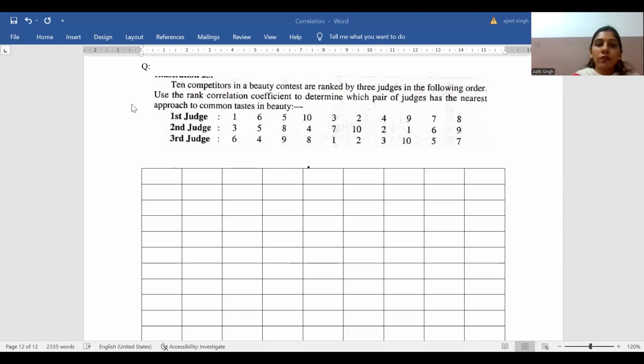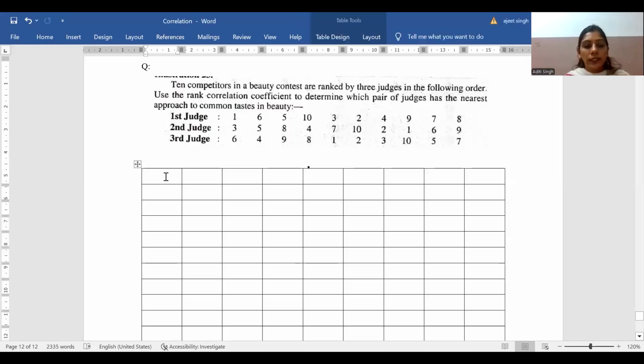So here we have three rankings. In this question we have more than two variables, three variables we can say. Let's write here R1, R2 and R3 basically. Okay, we can write it like this also. As there are three variables, let's first put in all the values of ranking which are given by the judges.